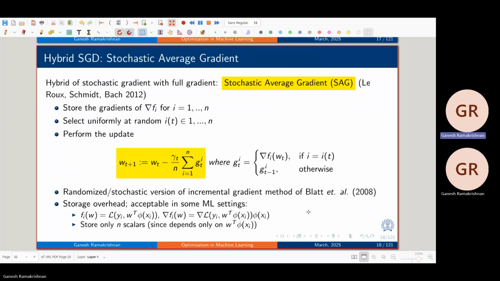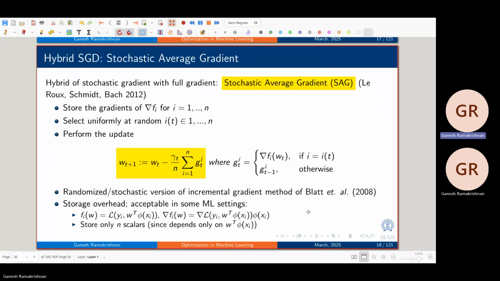So what do we do here? W_{t+1} is W_t minus what we do, right? The stochastic average. But there's a slight catch here. g_{t_i} is the gradient if i equals i_t. It's in a lookup. If it's not there in the index collection, so if it's not there in your randomly sampled collection, then you take it from the previous iterate.